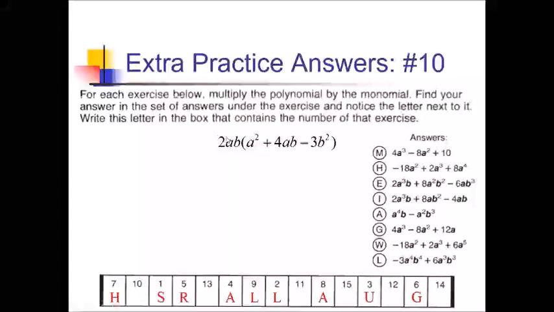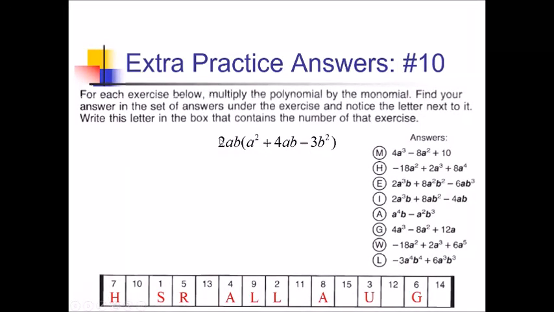Next up, we got 2ab getting multiplied by all that stuff. So 2ab times a squared, we still have a 2, we still have a b, and a times a squared is a cubed, so that's really the only thing that is going to change there. Next, multiplying by 4ab, 2 times 4 is 8, a times a is a squared, b times b is b squared. And finally, 2ab times negative 3b squared, 2 times negative 3 gives us a negative 6, a is along for the ride, and we have b times b squared giving us b cubed, so ab cubed.